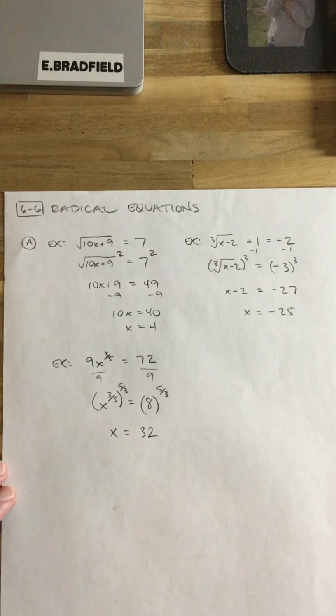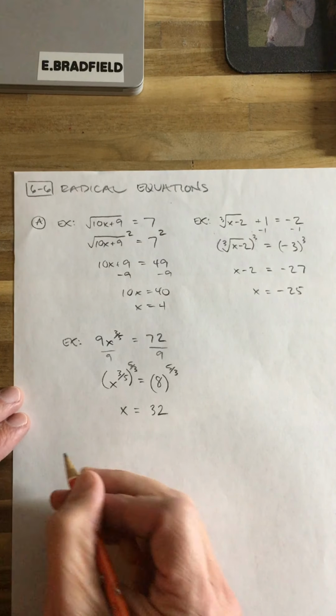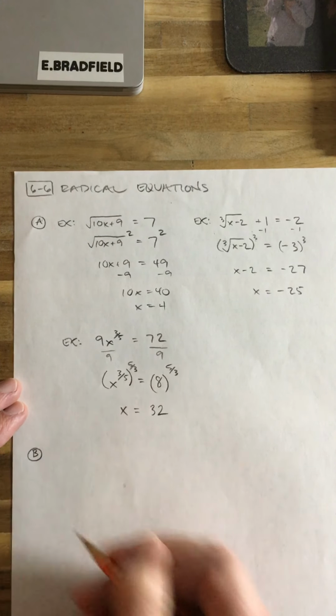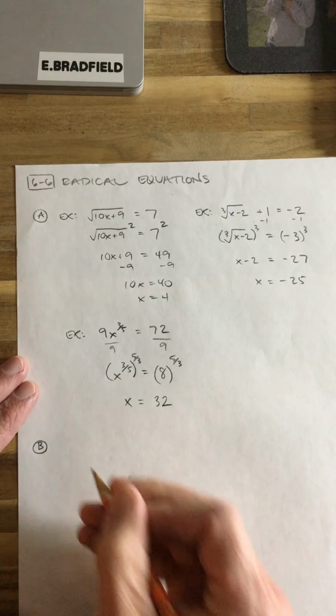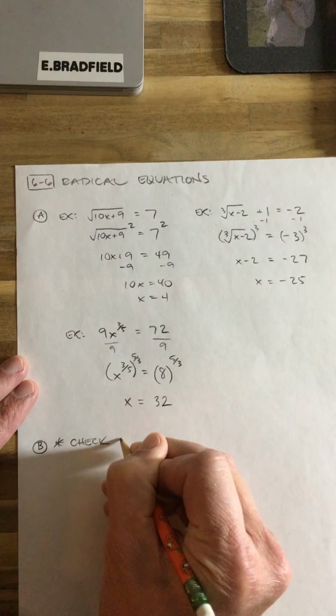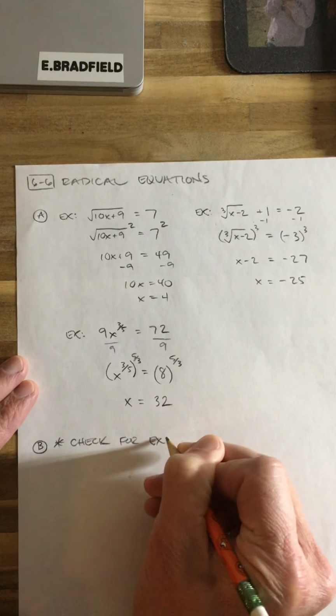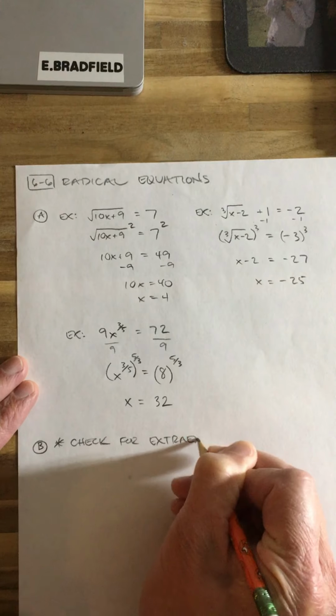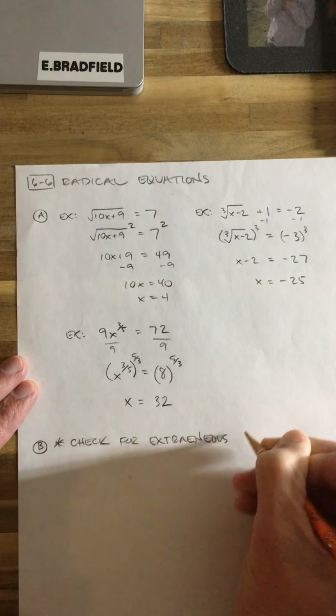All right, now let's get into some weird ones. Here we go. I'm just going to do one example of each. We have to remember to check for extraneous solutions.